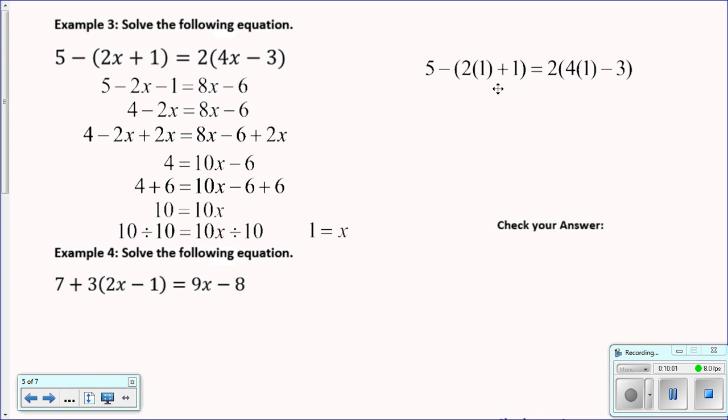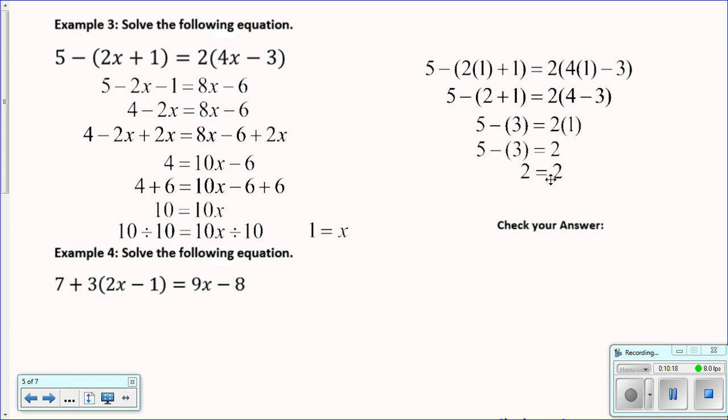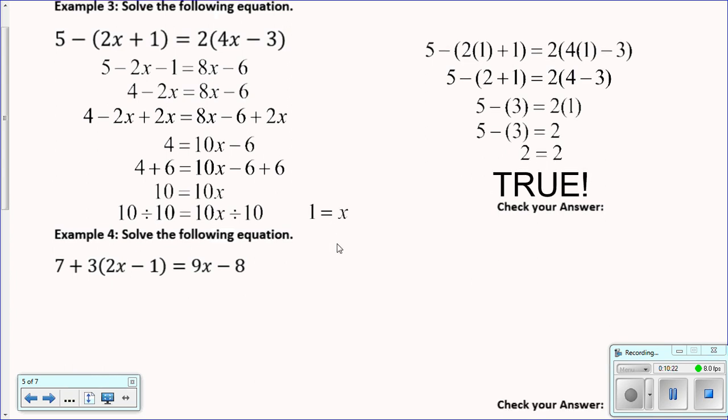When it's just numbers, don't distribute. So 2 times 1 gives me 2, 4 times 1 gives me 4, 2 plus 1 gives me 3, 4 minus 3 gives me 1. Okay, now 5 minus 3 gives me 2, 2 times 1 gives me 2. Comes out to be true, 2 equals 2. So 1 is my solution here.